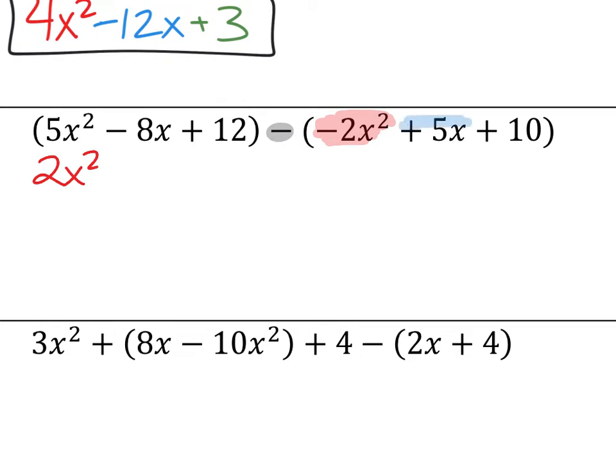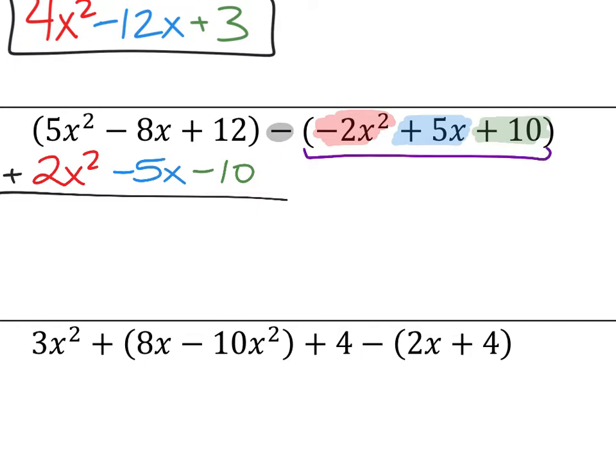Underneath the negative 8x, what am I going to write? Negative 5x. Change the sign of everything. Underneath that positive 12, what am I going to write? Negative 10. Okay, now I can just do my problem like normal. Subtracting is just adding the opposite. So if I write down all of the opposites, I just have an addition problem. Basically, what we've done is we took this entire thing and we wrote it down as its opposite.